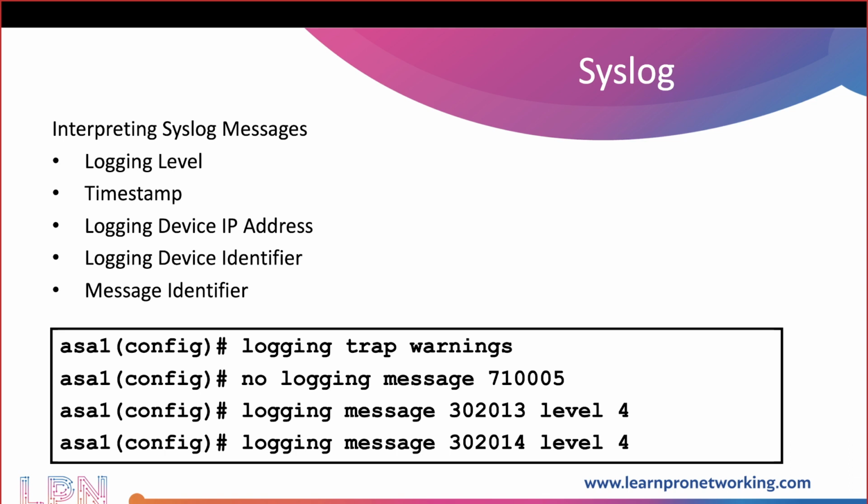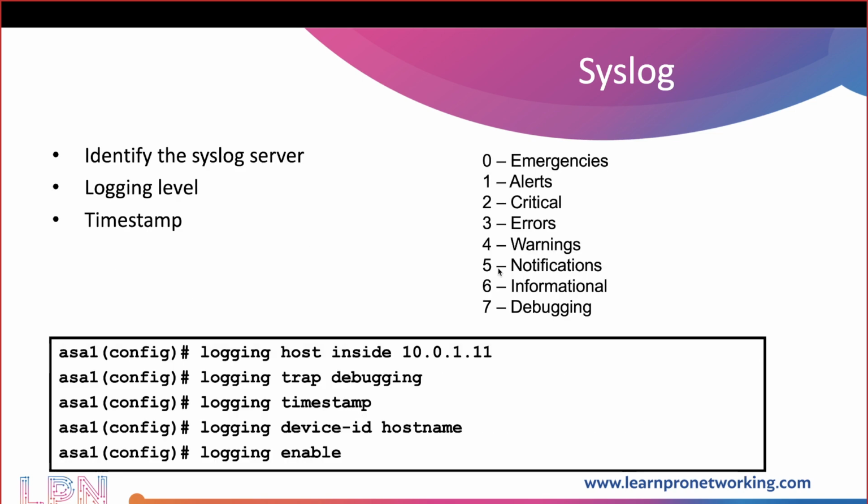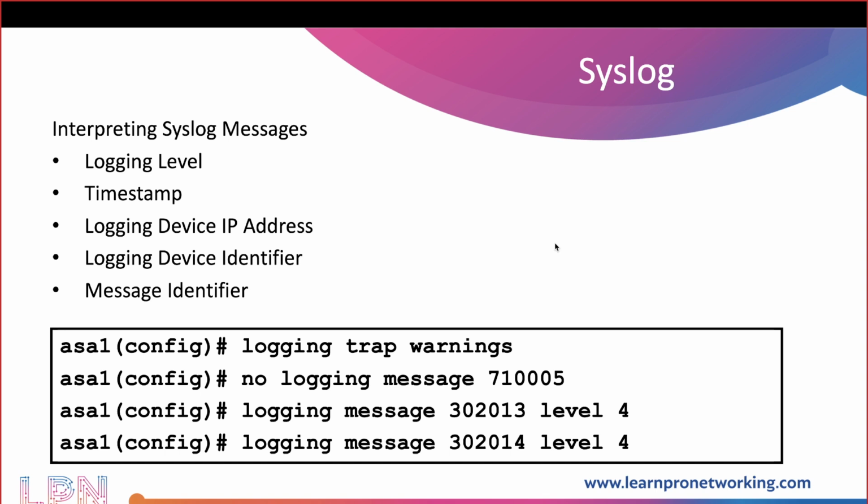But if you feel that in your infrastructure this category is the wrong category, and you want to move the message to a different category, you can do that by giving the command logging message. The message identifier is 302013. What is the current level of association? I'm not sure, but I would like to set this logging message to a category called 4. What is that fourth category? You can see that it is warnings. You understand what I'm saying?